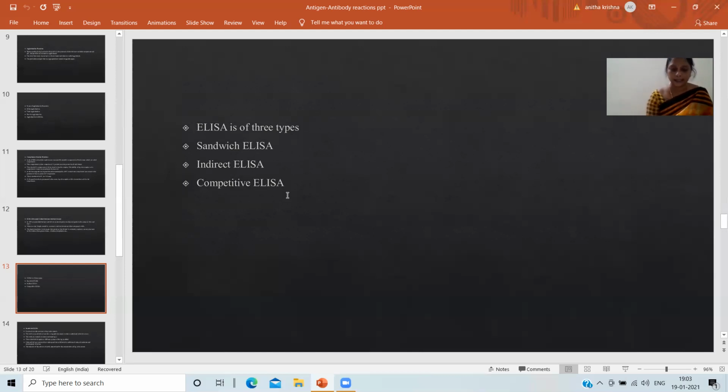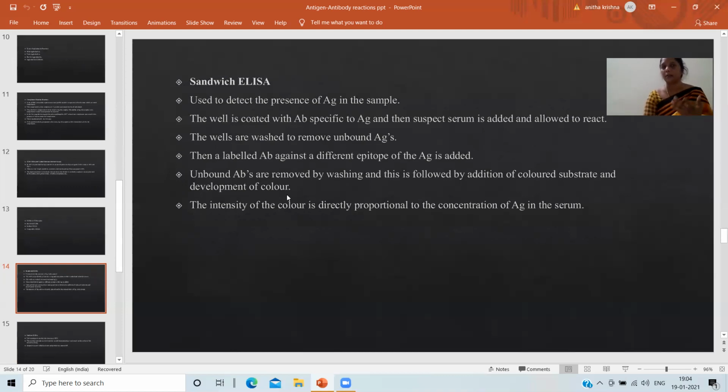So when you talk about sandwich ELISA, generally what you do here is you have to take your microtiter plate, and this microtiter plate has to be coated with purified antibodies which are specific to the antigen. Then the sample containing the antigen has to be taken. They have to be added to the microtiter plates. So generally these sandwich ELISA, as I said, microtiter plates are taken. You have to coat with antibodies which are specific to antigen. And then the serum containing the antigens will be added to the antibodies.